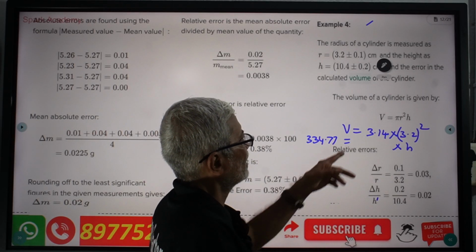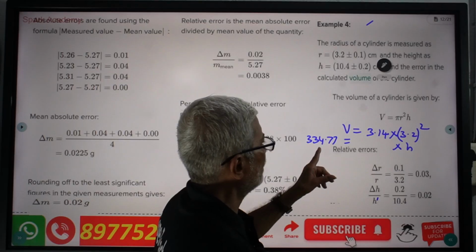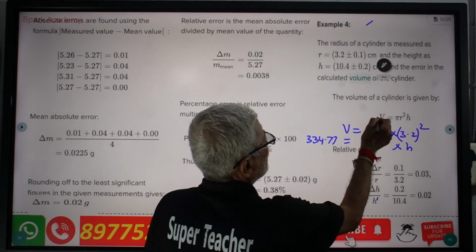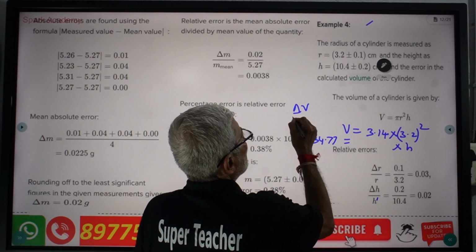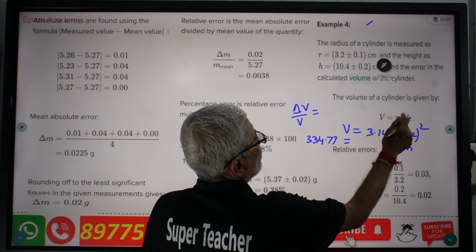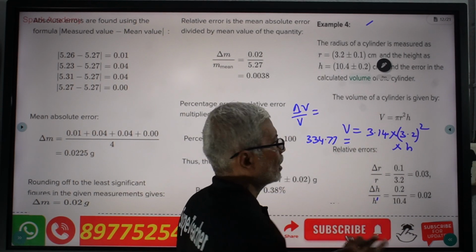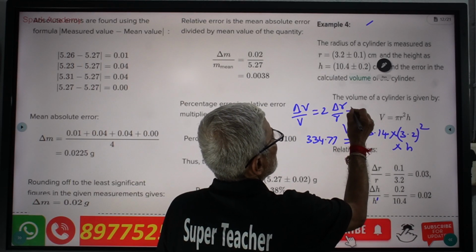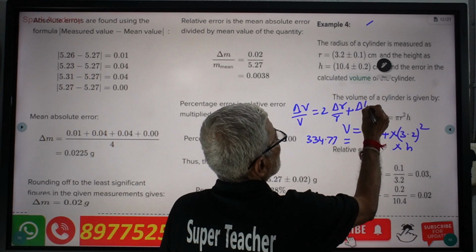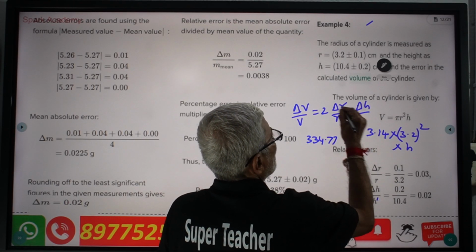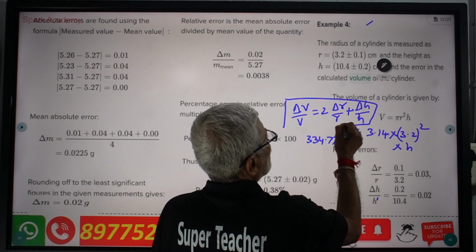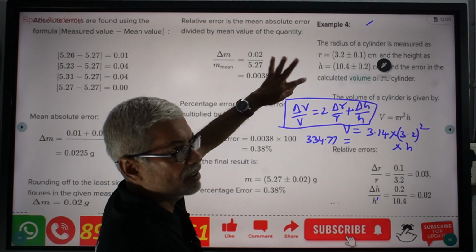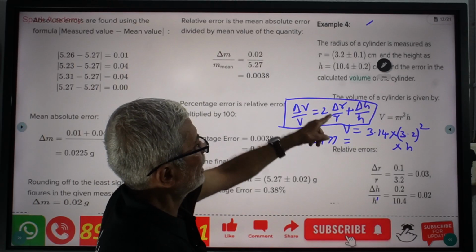So what is its effect on the volume? You have to find del V. So you have to write this in this fashion: del V by V should be equal to, don't bother about pi, it's a constant, 2 del R by R plus del H by H, since R is squared. So this is the formula you are going to use to calculate del V, which is nothing but the error in measuring volume. This is the actual volume.